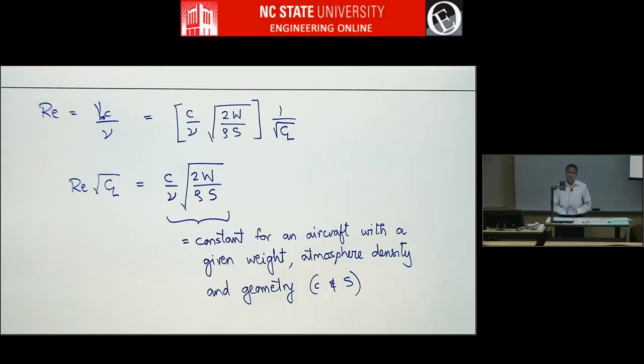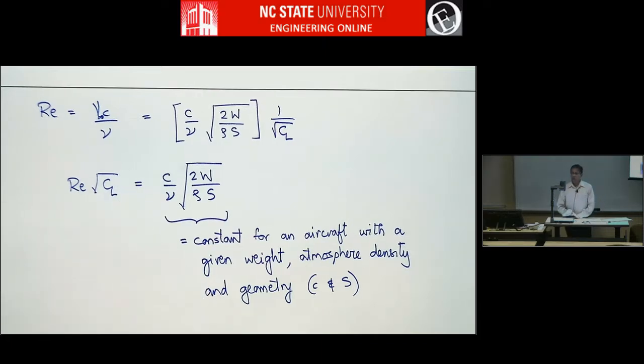So that means as lift coefficient changes, velocity changes and Reynolds number changes. But Reynolds number times square root of CL is a constant. So when you're analyzing an airfoil for a particular aircraft in rectilinear flight, you don't run XFoil at a constant Reynolds number. You tell XFoil, as lift coefficient changes, change Reynolds number so that Re times square root of CL is a constant.